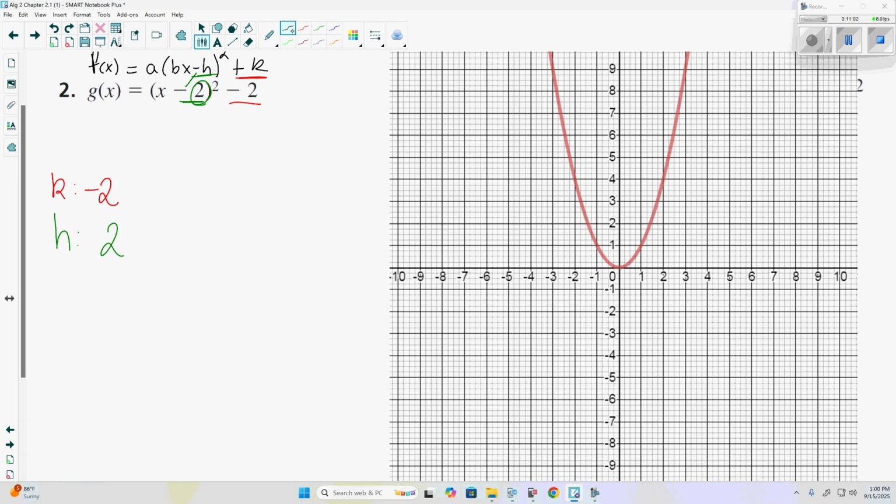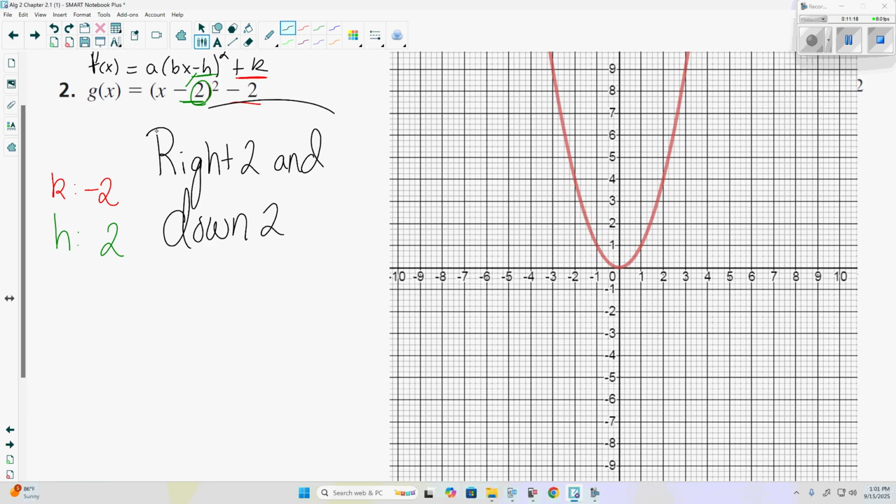Since h is +2, it tells us we're moving right 2, and the K value tells us we go down. Right 2 and down 2. And that's it. Questions on this here? Questions on anything we've done so far? Be ready for the next one.